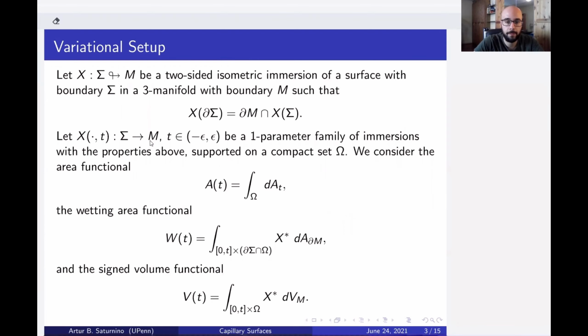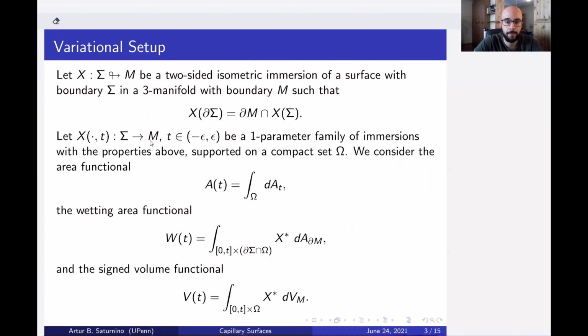Now we're going to take the first derivative of these functionals. Let's first consider, let's write y for the variational vector field associated to x. That is, y is the derivative in time t for the immersion. And then the first variation of volume is given by the product along sigma between the variational vector field and the outward normal nu.